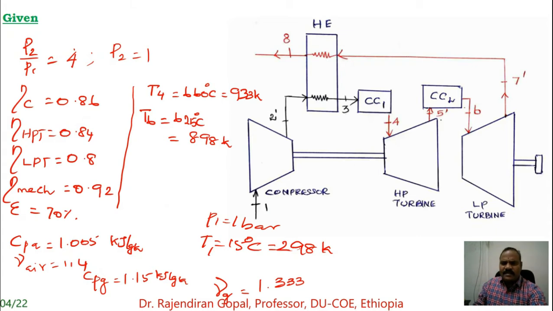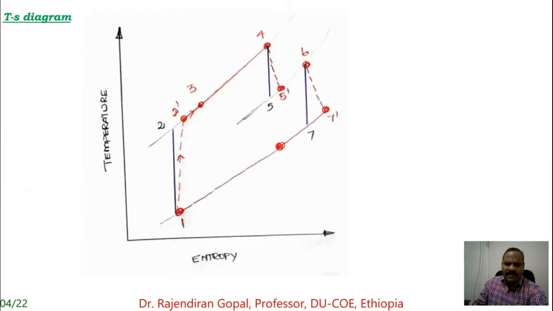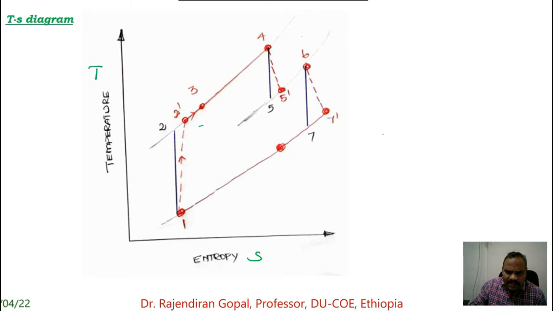Now with this given data we have to make a TS or HS diagram, in this case a TS diagram. Now this process 1 to 2 is the compressor, and 2 dash to 3 dash is the heat exchanger, and 3 to 4 is the combustion chamber 1, then 4 to 5 is the high pressure turbine, then 6 to 7 dash is the low pressure turbine, then 7 dash to 8 is the heat exchanger.